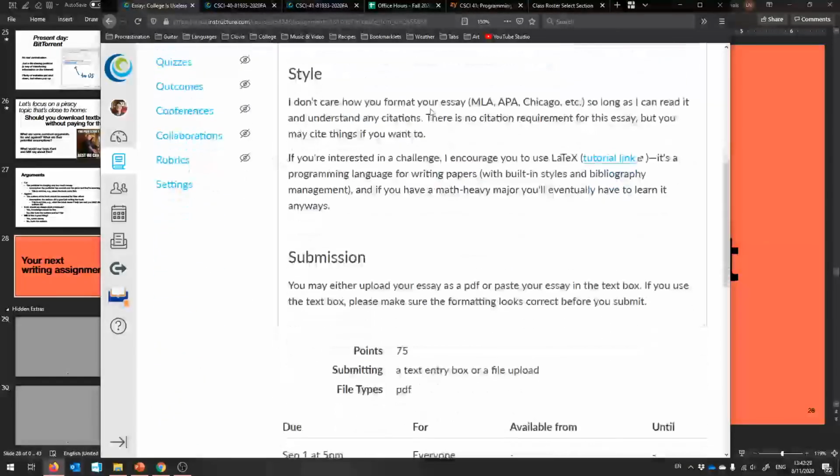Okay, the style, this might be a bit different to many of your other classes. I do not care what your style looks like. I am used to writing conference papers, and they just give you the style that they want you to use, and you just do it. So you can do this however you want, and I will be able to read it. You don't have to use any citations in this essay. I might require that in a future essay, but if citing things would help your argument, go for it.